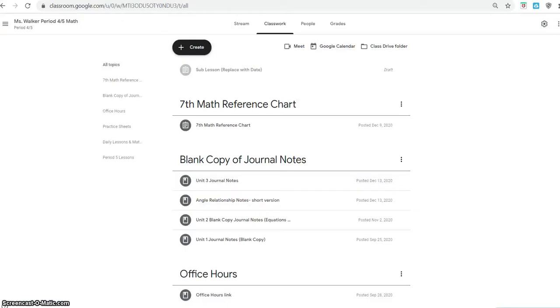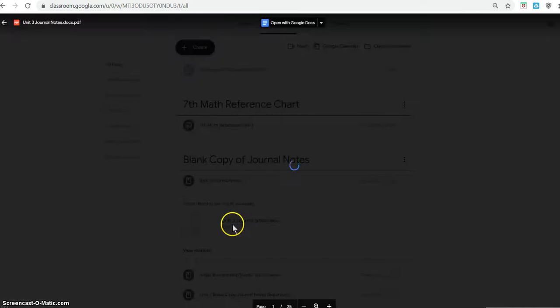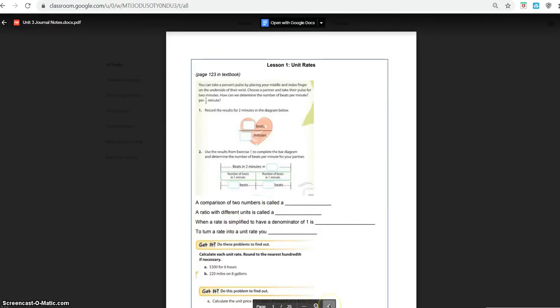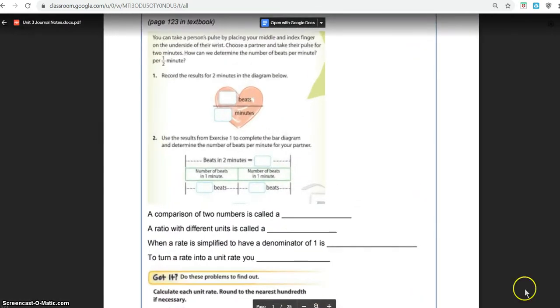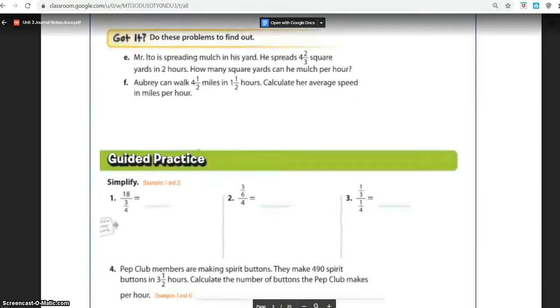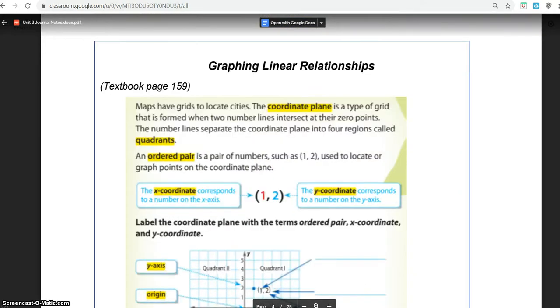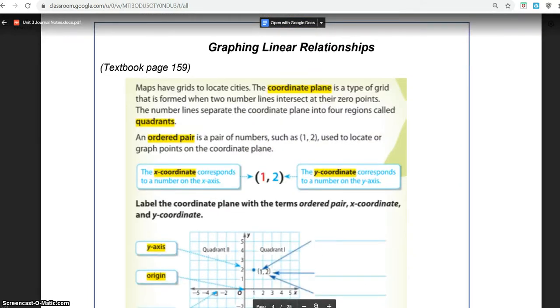Hey guys, we are going to be working on graphing linear relationships today. If you have your journal, we're going to be on page 4 in the journal. If you're at home and you don't have the journal notes, you can also use the textbook. We're going to be on page 159.